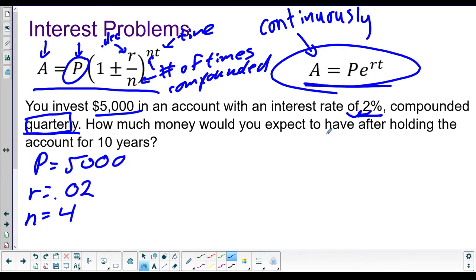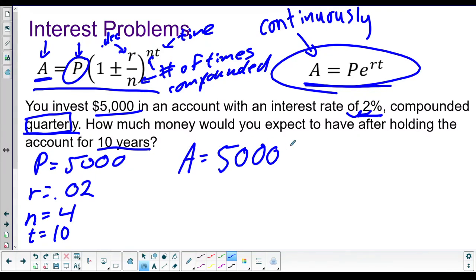How much money would you expect to have after holding an account for 10 years? So T equals 10. We're looking for the A value. So we're going to plug these 4 numbers in and then just beat this thing to death with a calculator. So A equals 5,000 times 1.